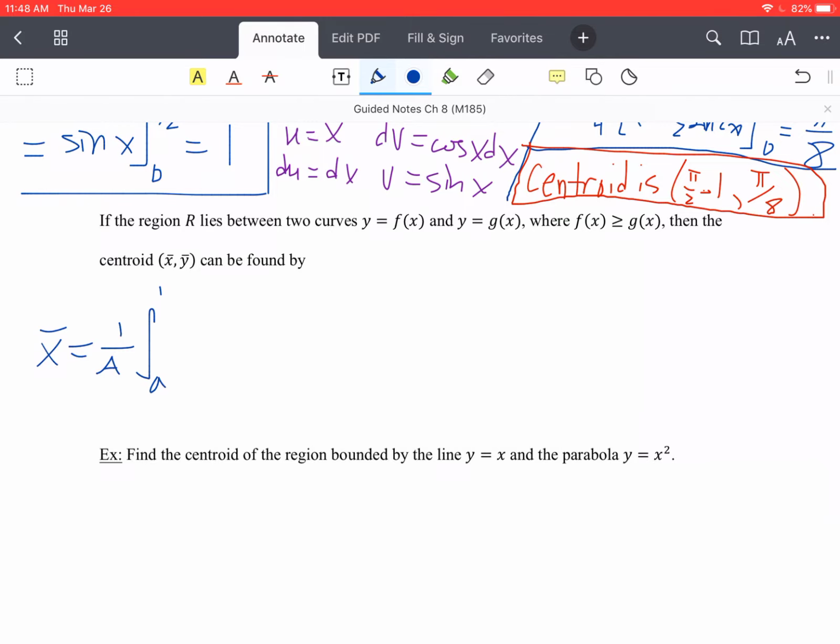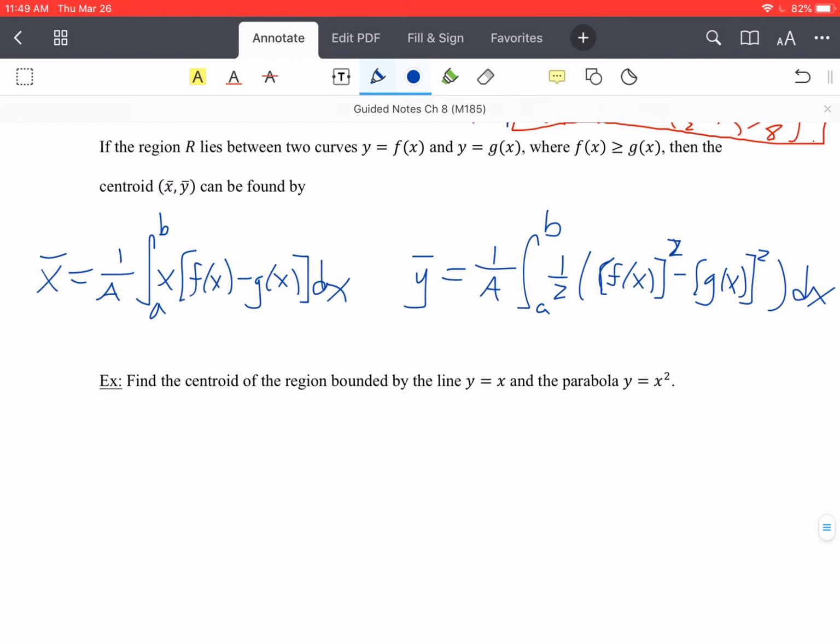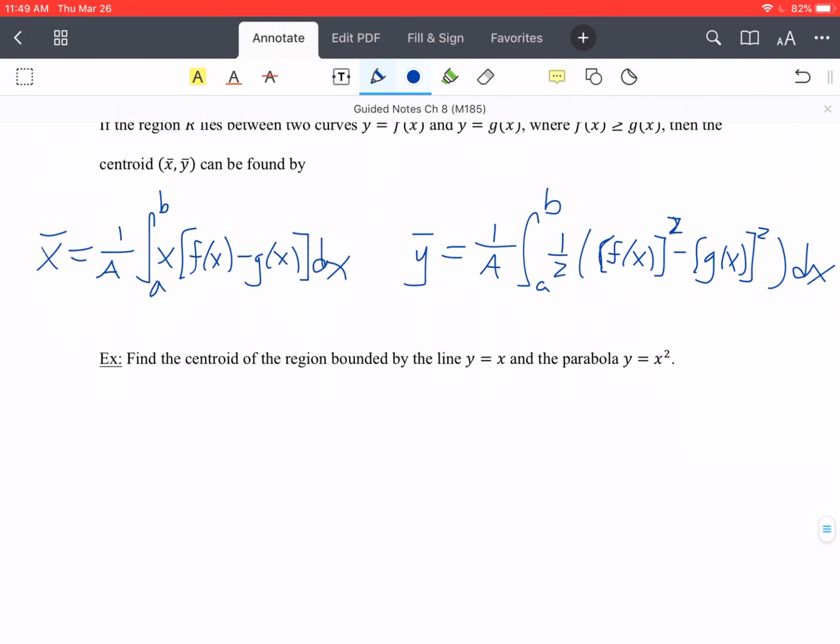So x bar is 1 over a, integral from a to b, of x times f of x minus g of x dx, and y bar is going to be 1 over a times the integral from a to b of 1/2 f of x squared minus g of x squared dx. Okay, so it's in essence the same formula, just now with the subtraction, the difference between the two functions in there. Okay, so let's take a look at an example that utilizes these values for the centroid.